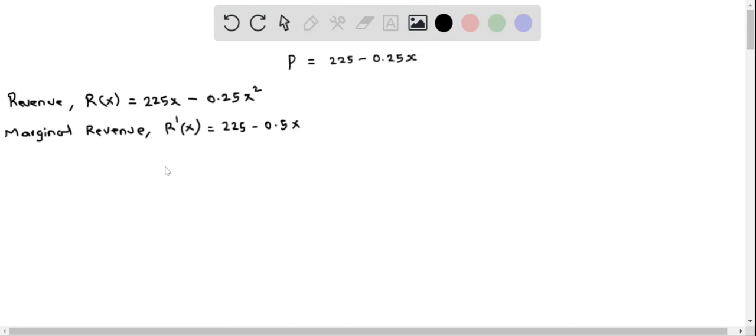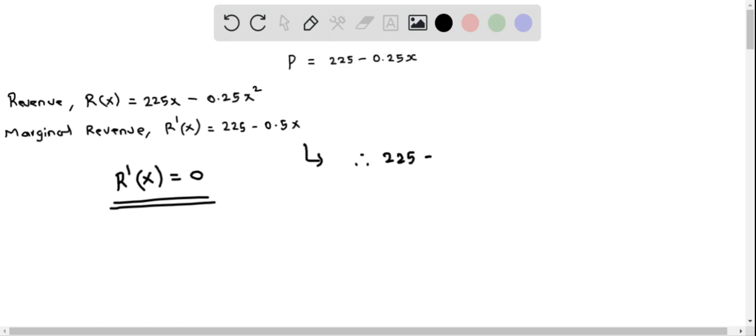We now determine the production level at which the revenue is maximum. For that, we find this equation, that is R prime of x equals 0. We set up this equation and determine the x. We have already determined R prime of x, which is the marginal revenue function. So let's set this equal to 0. So therefore, 225 minus 0.5x, and this equals 0.